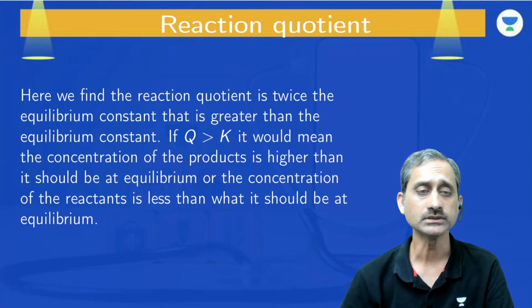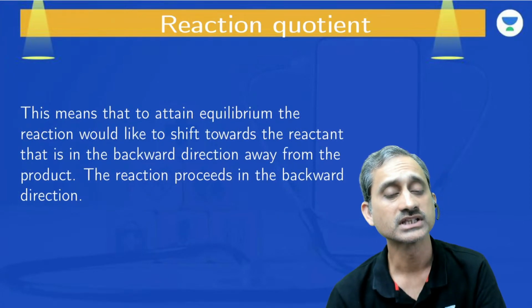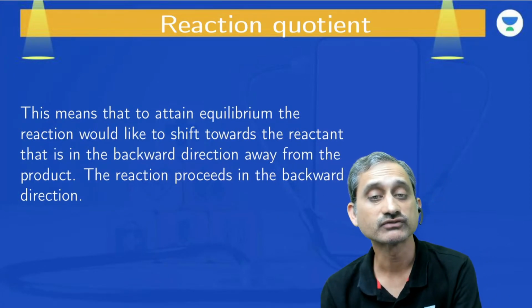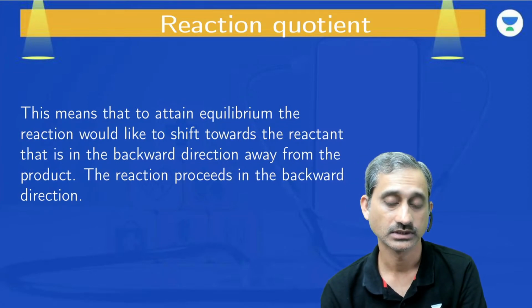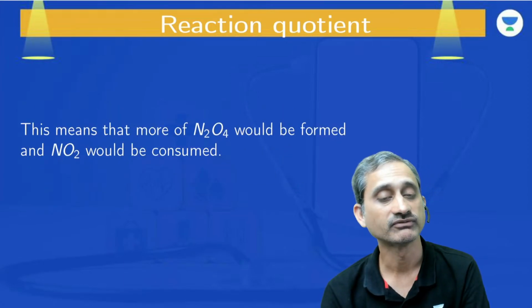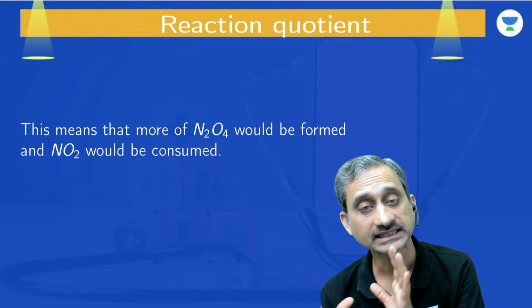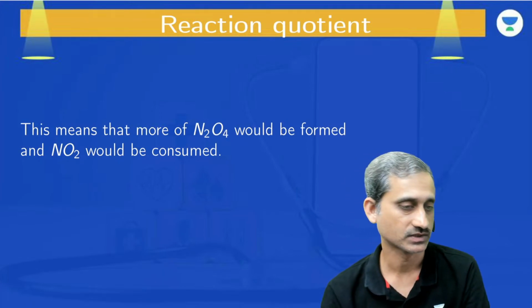Any confusions here? So this means to attain the equilibrium, the reaction would shift towards the reactant, that is the backward direction, away from the product. The reaction proceeds in the backward direction, the product is consumed, and the reactant would be formed. That is, nitrogen tetroxide N2O4 will be formed and NO2 will be consumed.